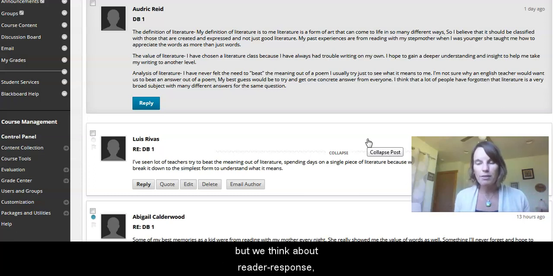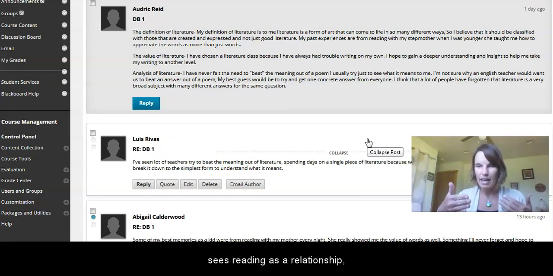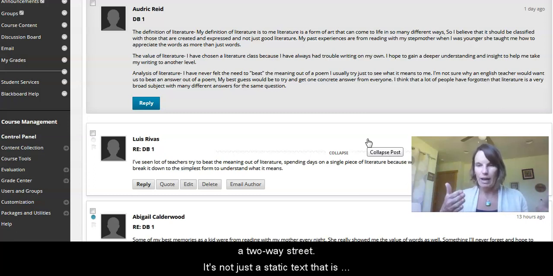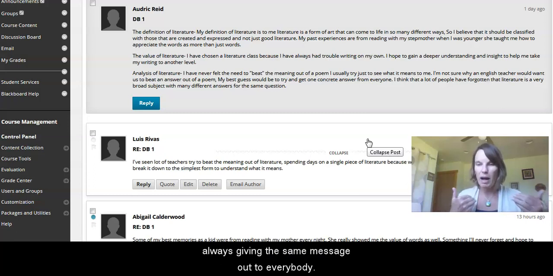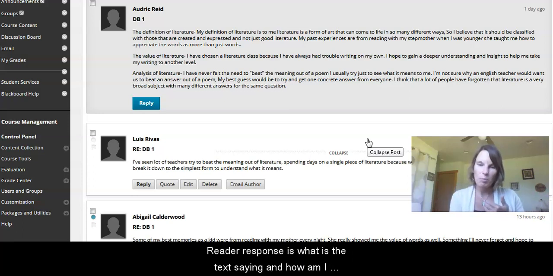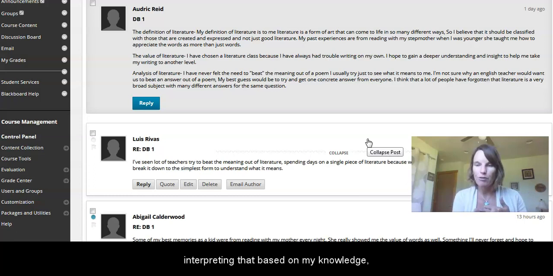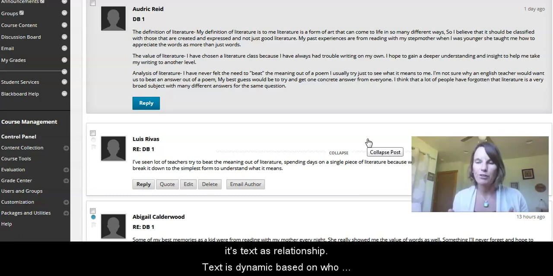But when we think about reader response, it prioritizes the reader's experience in interpreting the text. So reader response really sees reading as a relationship, a two-way street. It's not just a static text that is always giving the same message out to everybody. Reader response is, what is the text saying and how am I interpreting that based on my knowledge, my emotions, my experiences. It's text as relationship.